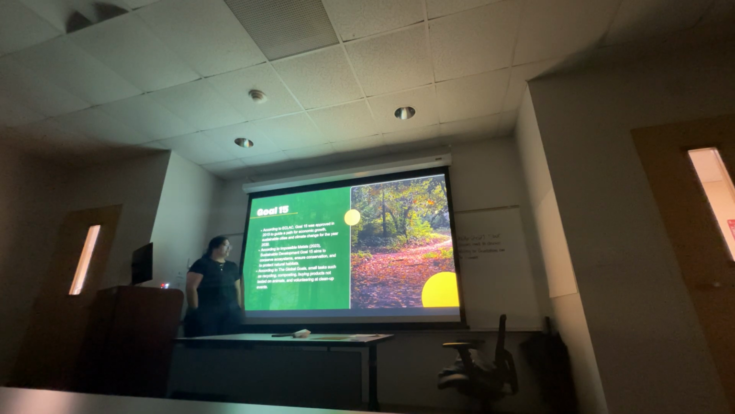As well as, according to the Global Goals, small tasks such as recycling, composting, buying products that are not tested on animals, and volunteering at cleanups is a great way to contribute to this goal.